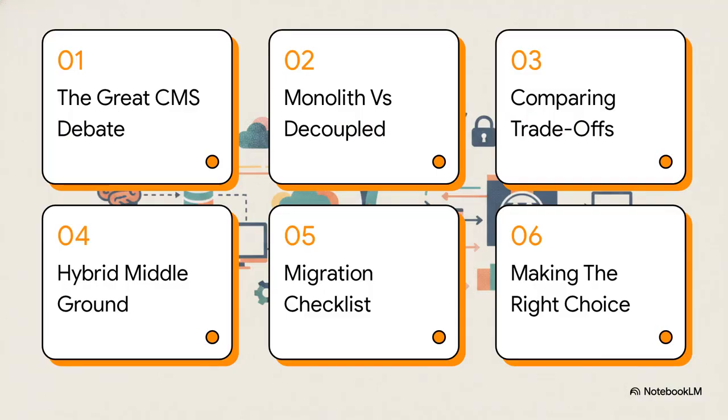So here is our roadmap for today. Number 1, the great CMS debate. 2, monolith versus decoupled architecture. 3, comparing the real trade-offs. 4, the hybrid middle ground. 5, your headless migration checklist. And finally, 6, making the right choice.